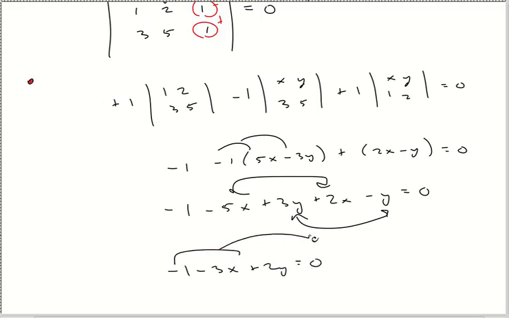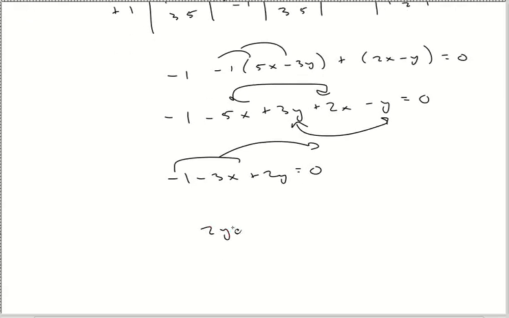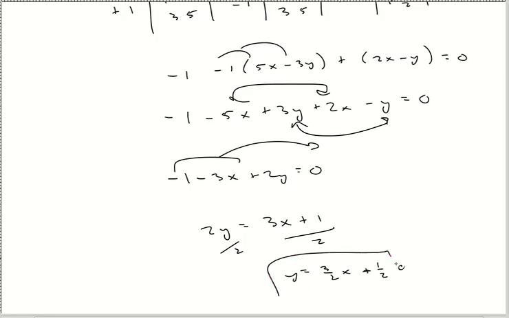I'm going to move these guys to the other side. 2y is equal to 3x plus 1. Divide by 2 on both sides. y equals 3 halves x plus 1 half. And there is my equation of the line.